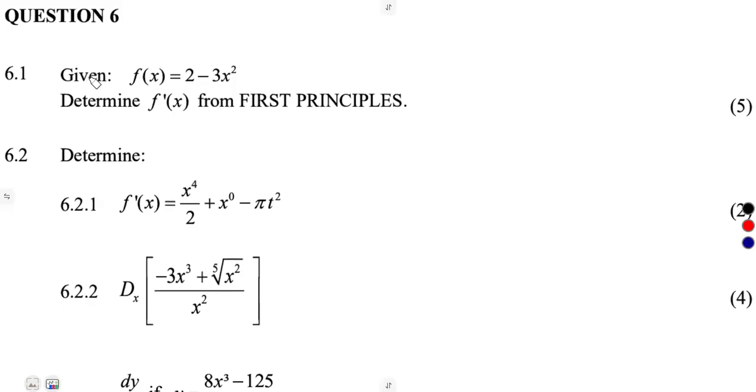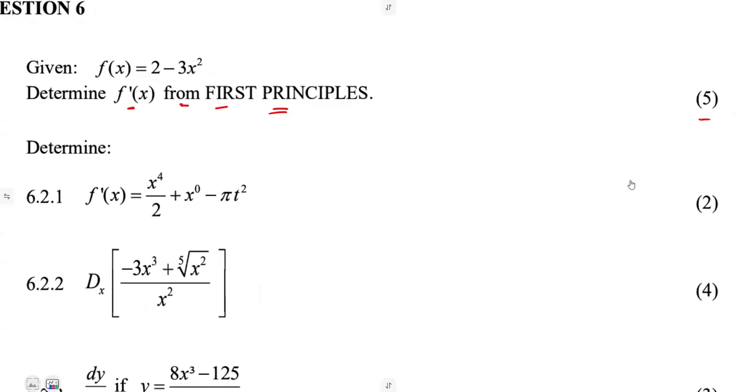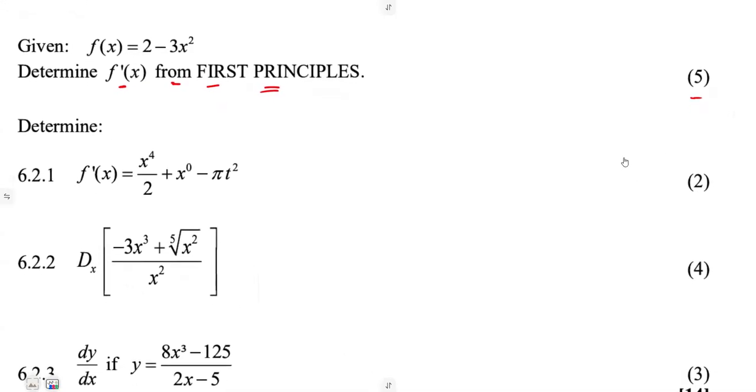All right, the first part of question 6, which was 6.1, given f of x, which is 2 minus 3x squared. From that f of x, you are being asked to determine the first derivative with respect to x from first principles, and that's 5 marks. So usually for first principles, yes, it's going to be 5 marks, something like that. So I'm just going to try utilize this space that I'm having here.